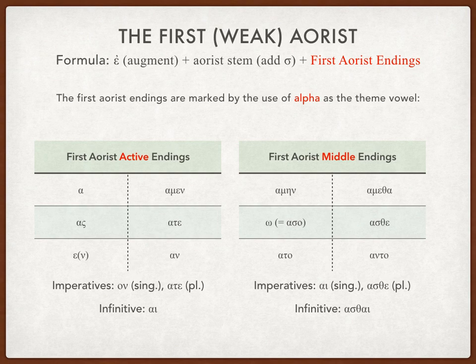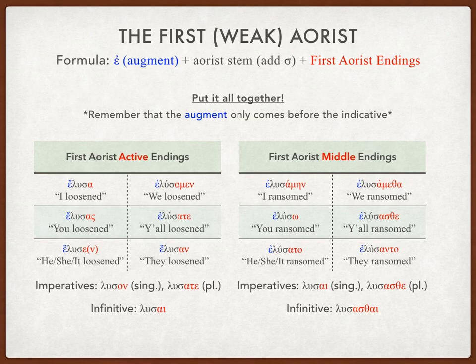So what does this look like when it's put together? Well, let's take the example of luo and put it all together. So remember, the augment is only going to be used in the indicative mood when you're saying so-and-so did something. But for imperatives, infinitives, and participles, I never use the epsilon in the aorist tense.